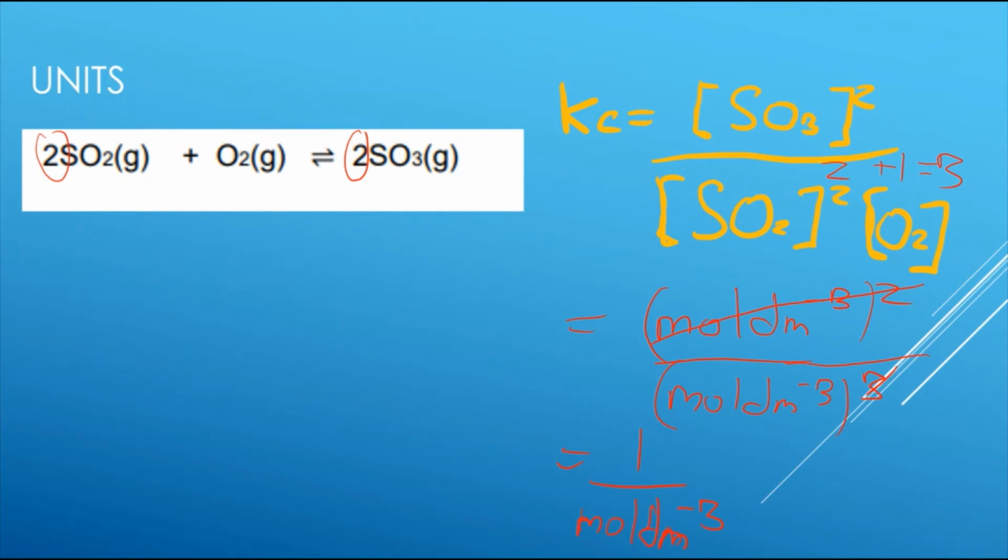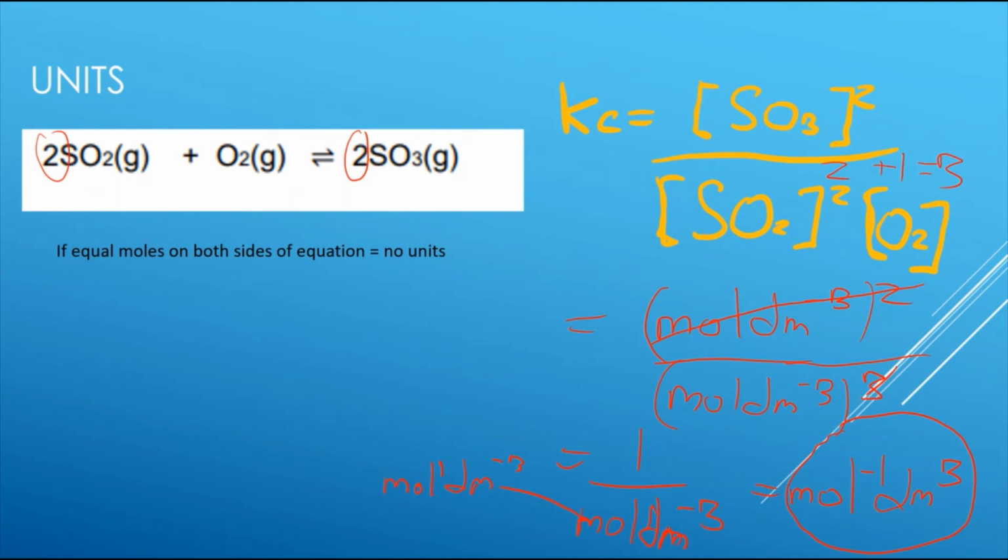If we want to move this to the top, we would say that this is moles to the power of -1 and decimeter cubed. So the sign basically reverses. Because it was +1, so it was basically moles to the power of 1 decimeter -3, the sign reverses, so it becomes moles to the power of -1 decimeter cubed, and this is how you would write the units for the Kc.